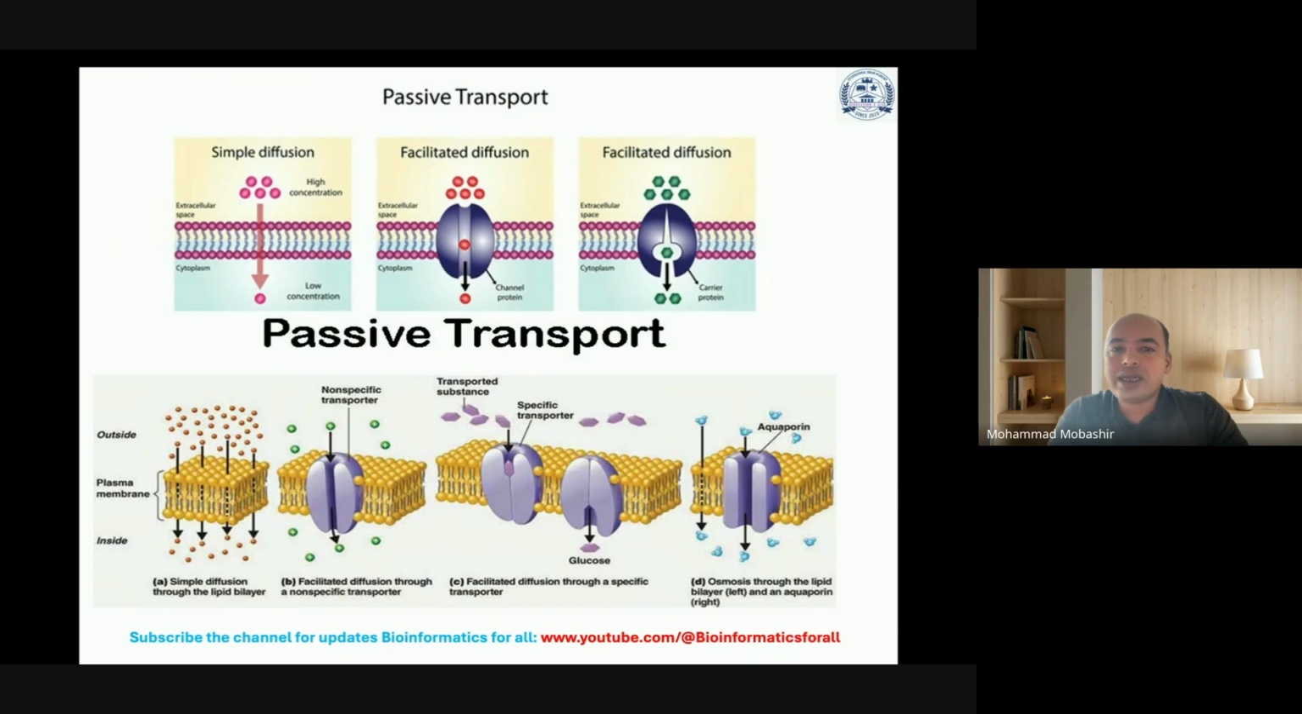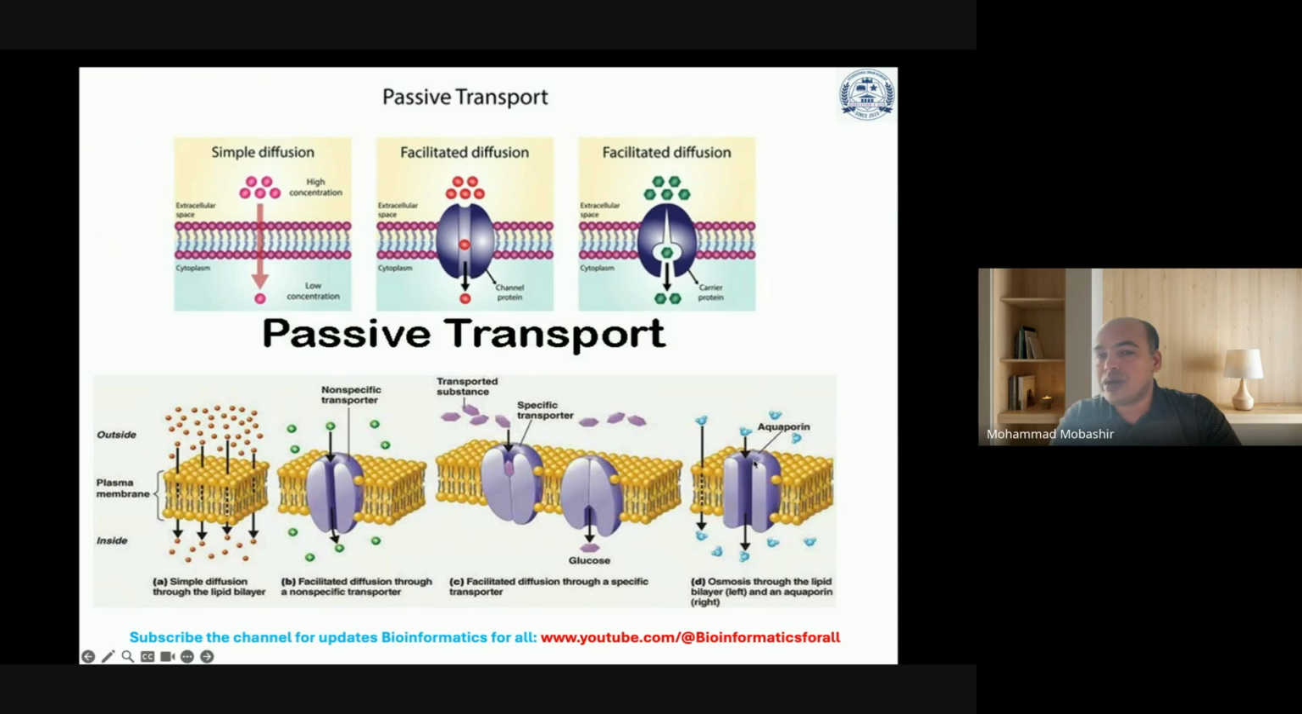Now in passive transport you can see simple diffusion through the lipid bilayer. As you can see here, the same thing is shown here. Then it is a non-specific transporter. Here, facilitated diffusion through a non-specific transporter, then facilitated diffusion through a specific transporter. Then comes osmosis through the lipid bilayer and an aquaporin. That is what you can see here, aquaporin.